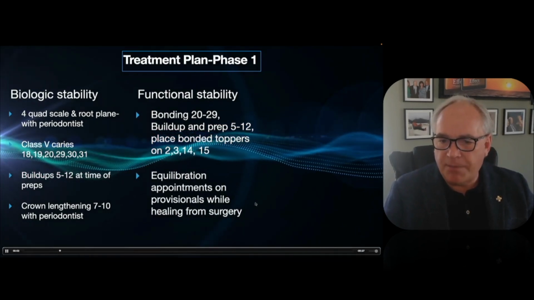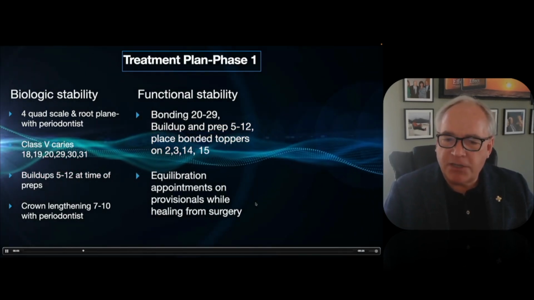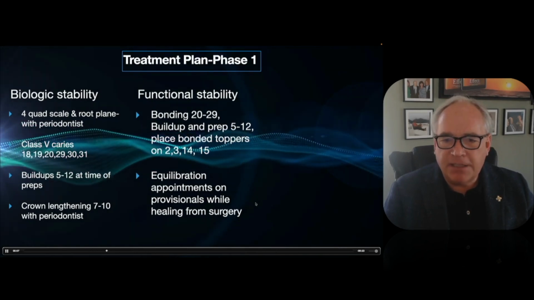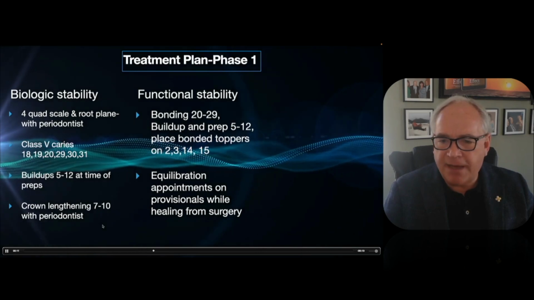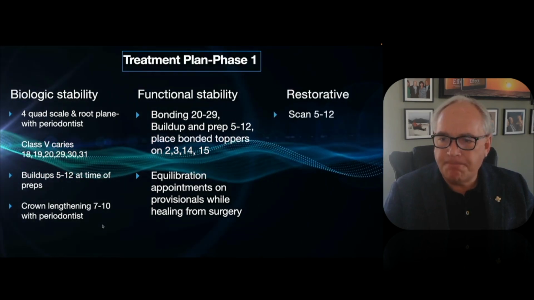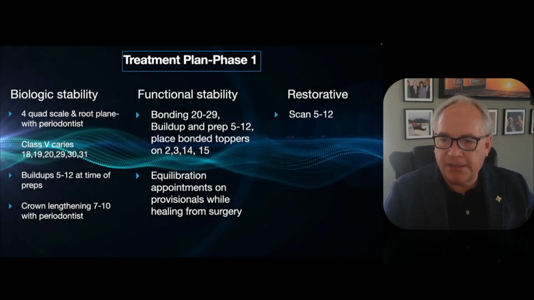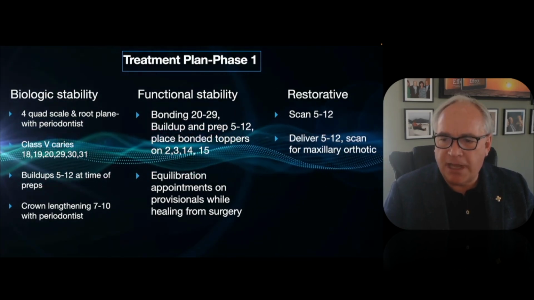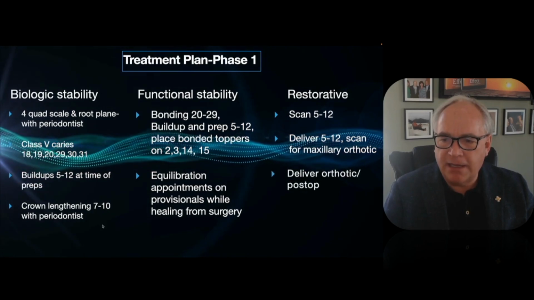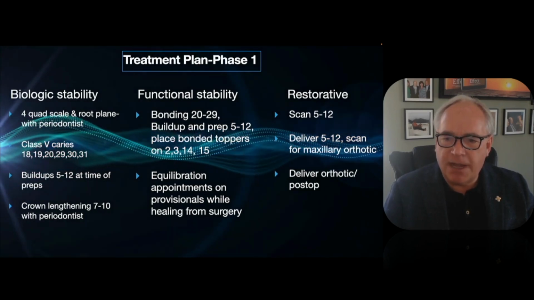We can have an appointment or two to equilibrate and just make sure the patient's comfortable. He's still healing a little bit from the crown lengthening surgery, so I haven't done my final scans yet. But then we'll bring him back, scan 5 through 12. We'll deliver 5 through 12, scan for the maxillary night guard, orthotic, and then deliver and do our final post-op.